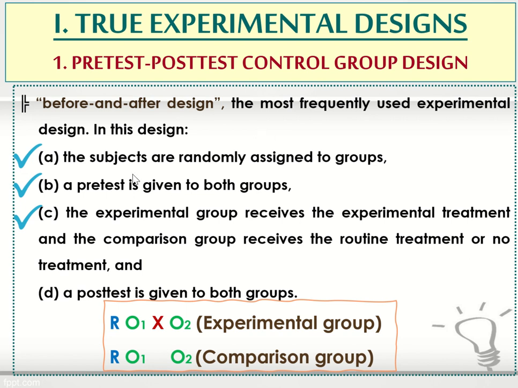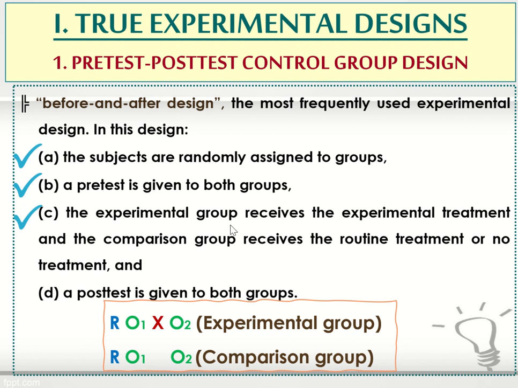In this design, the subjects are randomly assigned to groups as indicated by this R. So randomly assigned yung ating mga subjects to groups. Ito yung experimental, ito yung comparison group. So random yung pag-assign natin sa respondents. Then a pretest is given to both groups as indicated by O sub 1 for both groups. Ibig sabihin, nagbigay tayo ng pretest sa parehong group.